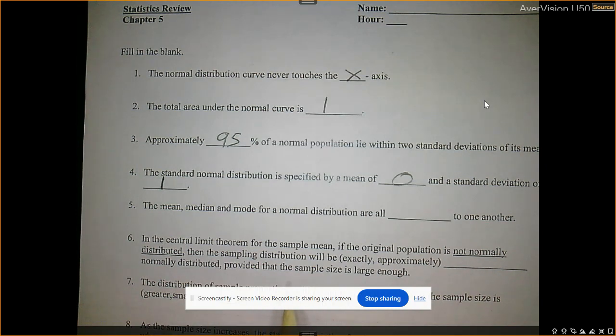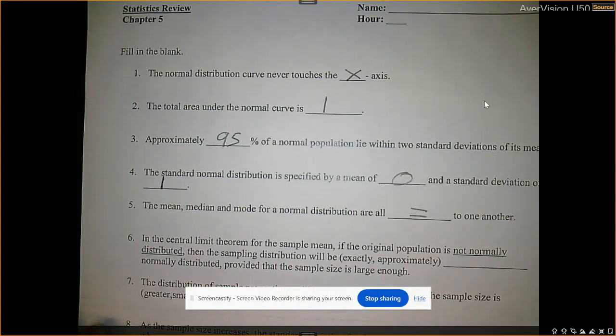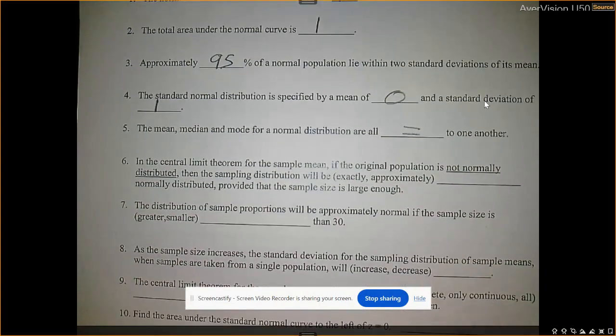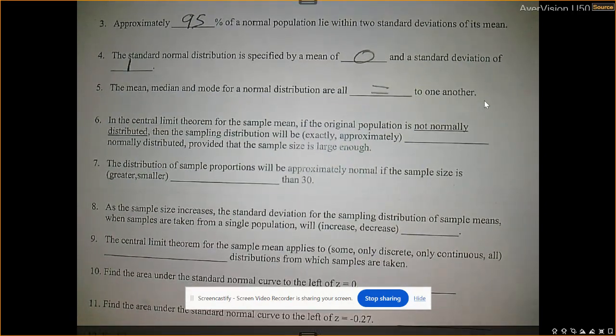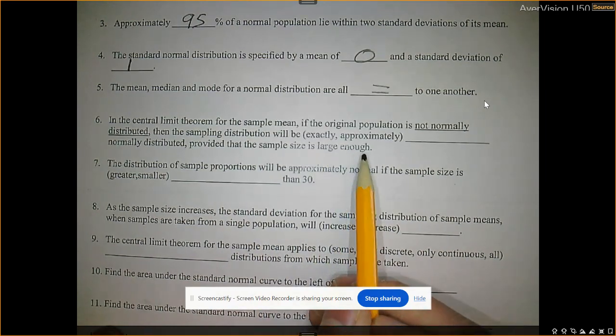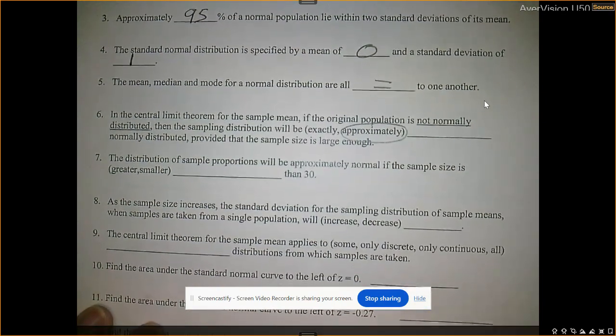The mean, median, and mode for a normal distribution. If it's a normal distribution, those are all equal to one another. You can write out the word equal sign, whatever makes you happy. As you go to 6, in the central limit theorem for the sample mean, if the original population is not normally distributed, then the sampling distribution will be either exactly or approximately normally distributed, provided that the sample size is large enough. Well, if it's large enough, we're going to say it's approximately normal. We can never say it's going to be exactly normal. The larger, the more normal it gets, but we always say approximately normal.